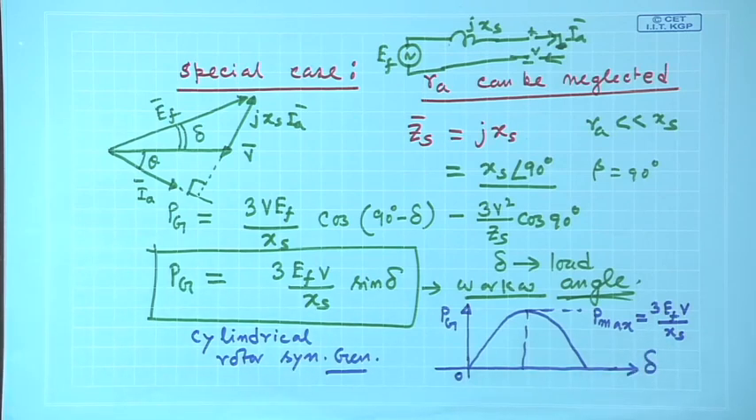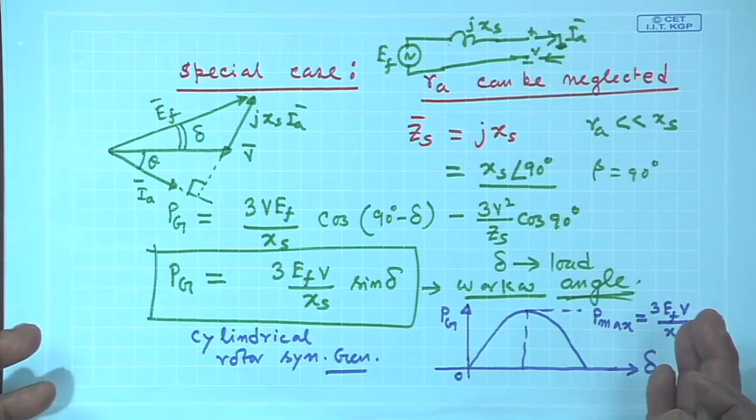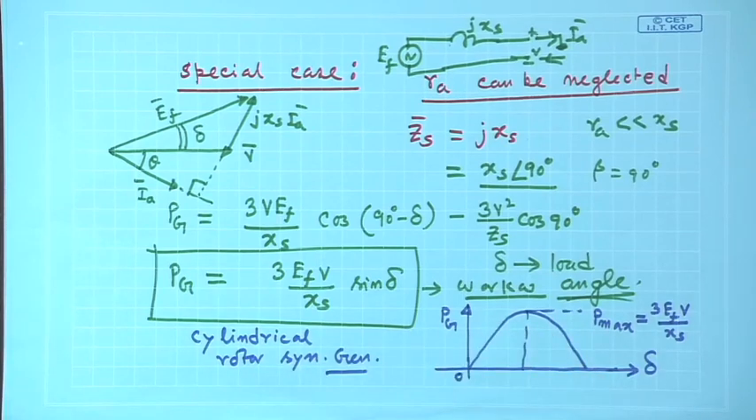Now, in general, when a machine is connected to the infinite bus, V is fixed; you do not have any control over the terminal voltage V. However, you can play with Ef to increase the level of power. If you increase it, the P-delta curve will be something like this. We will discuss this after some time, but this is the thing.